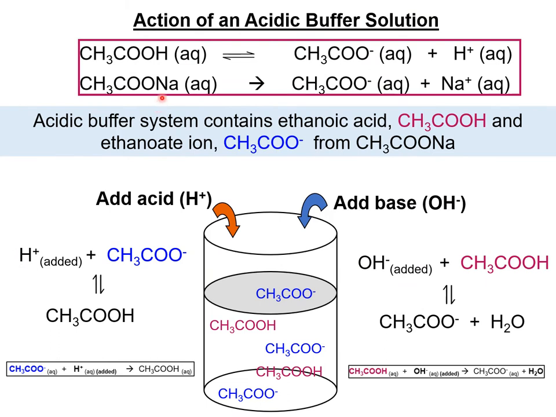Okay, so senang cerita, dalam acidic buffer solution ada these two equations yang berlaku, because dalam acidic buffer solution akan ada dia punya weak acid and its conjugate base ataupun its salt. Lepas tu acidic buffer solution ni, dia contain CH3COOH, CH3COO- and also CH3COONa. Cumanya, bila you add acid to the system, makanya the one yang akan affected ialah this H+, and CH3COO- ni akan consume so that dia akan change into product CH3COOH.